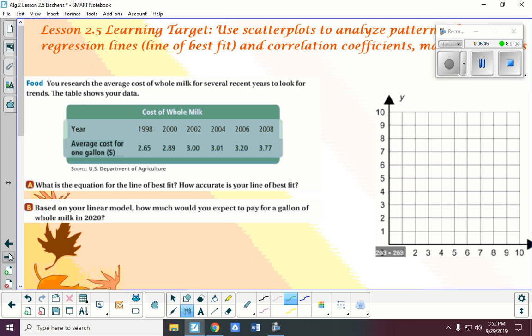So here's another example. It says you research the average cost of whole milk for several recent years to look at trends. The table shows your data. Write the equation for the line of best fit. How accurate is your line of best fit?